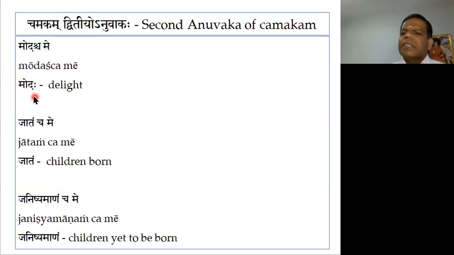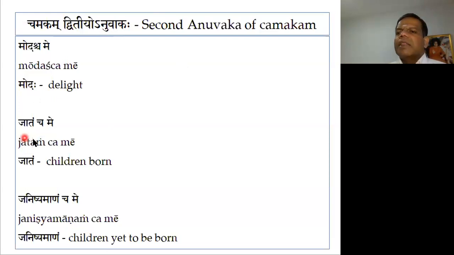Modaha means delight. Being happy with whatever happens is Modaha. Let our happiness also be beneficial. All human beings want happiness. Let that be beneficial. Modaschame kalpatam. Asking the Lord.